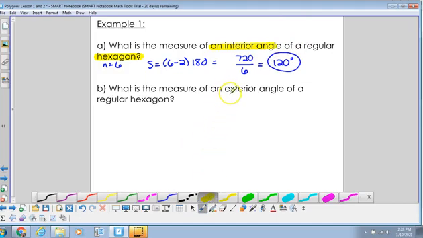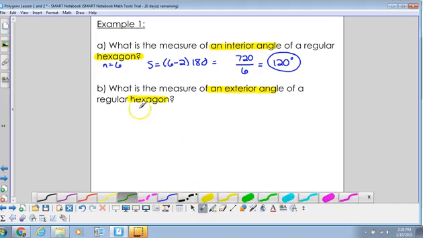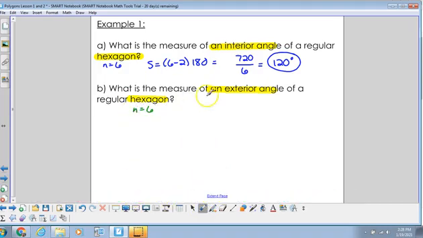For the next one, what is the measure of an exterior angle of a regular hexagon? Once again, n equals 6. The sum of all of the exterior angles is 360. Divide by 6 sides. That gives us 60 degrees for an exterior angle.